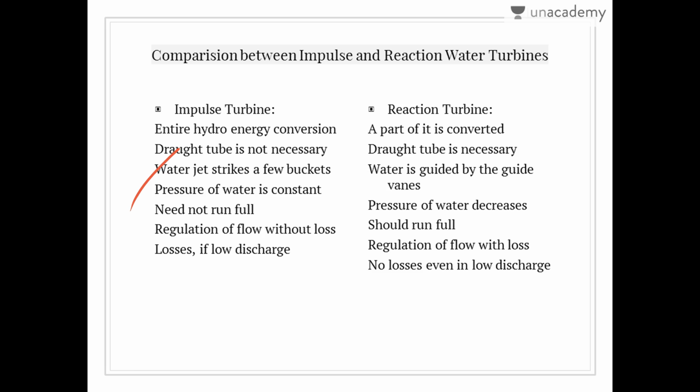In impulse, the pressure of the flowing water remains constant throughout, whereas in reaction, the pressure of the flowing water decreases after gliding over the blades. In impulse, the runner need not run full, whereas in reaction, the runner should always run full and must be submerged in water. In impulse, it is very possible to regulate the flow without loss, whereas in reaction, it is not at all possible to regulate the flow without loss. And in impulse turbine, there are losses if the discharge is very low, whereas in reaction turbine, there are no losses even in low discharge.